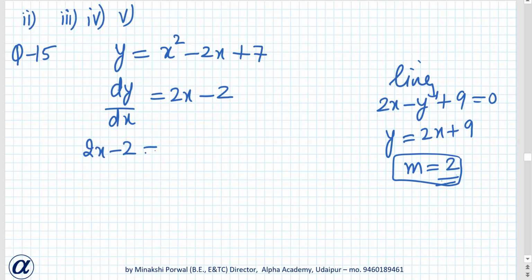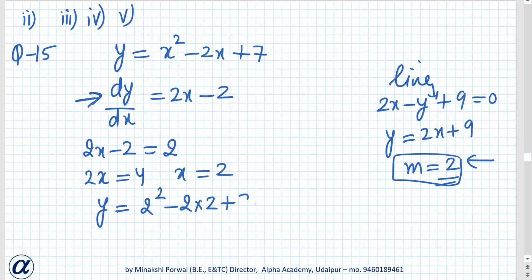Now, the slope of the curve is 2x minus 2. Both slopes will be equal, the slope of this curve and the slope of this line, because the tangent to this curve is parallel to this line. So 2x equals 4, x equals 2. When x is 2, y equals 2 square minus 2 into 2 plus 7, y is 7. Okay. So now we have to find the equation of tangent which has slope equal to 2 and which passes through the point x equals 2 and y equals 7.